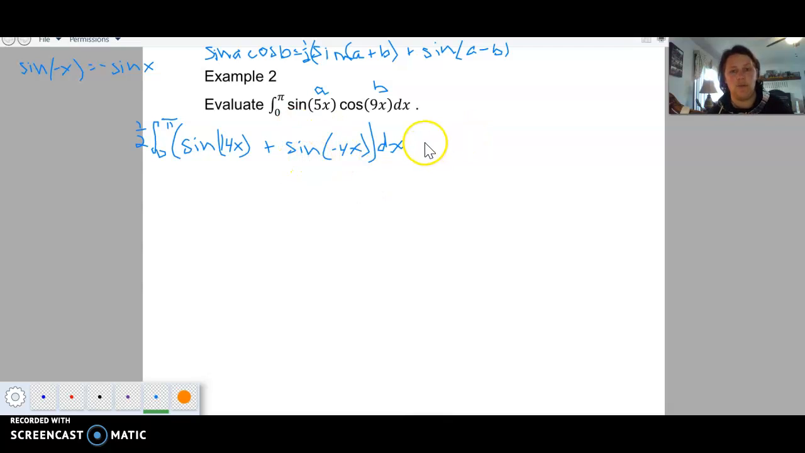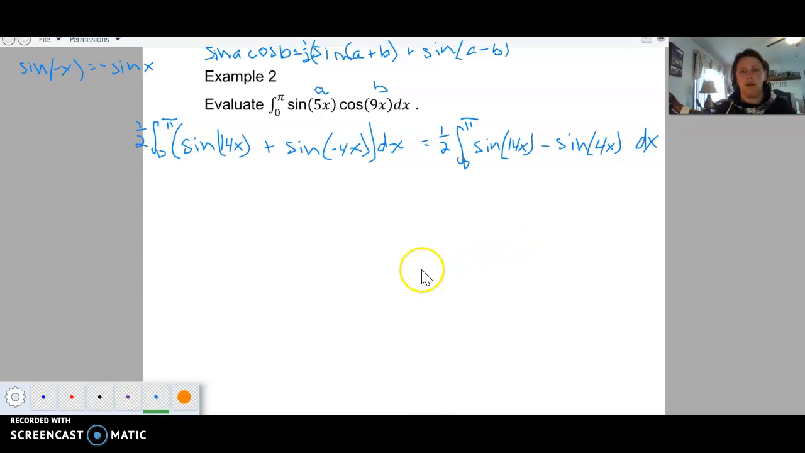So let's rewrite that one more time. We'll have 1/2 times the integral from 0 to pi of the sine of 14x, and then minus the sine of 4x, and then dx. Okay, so let's go ahead and integrate.